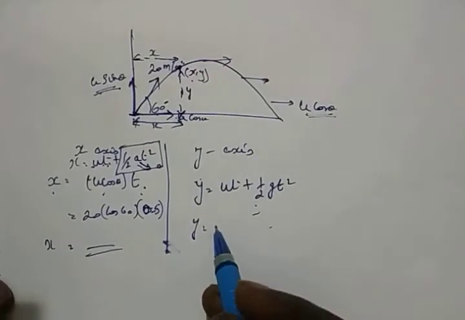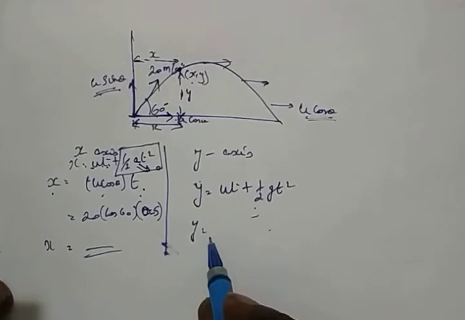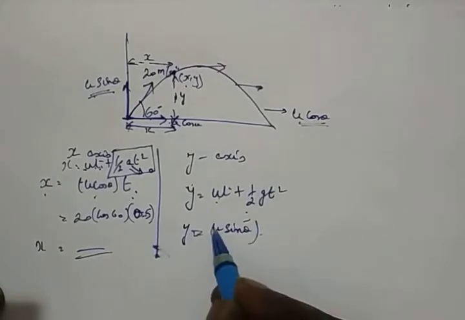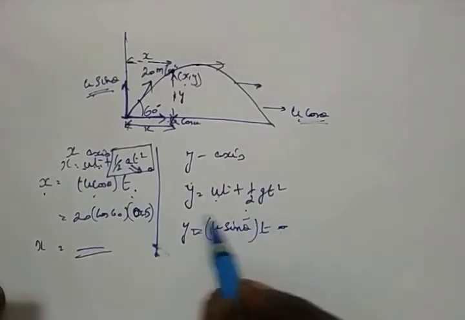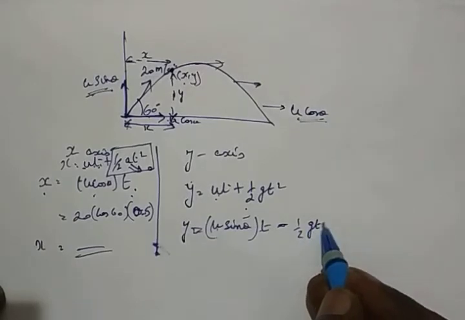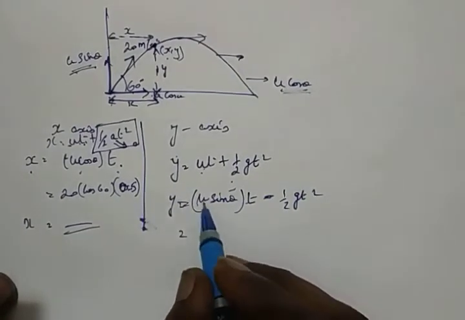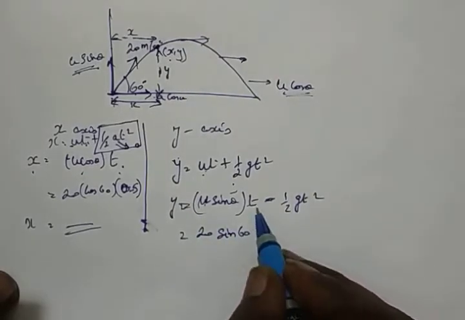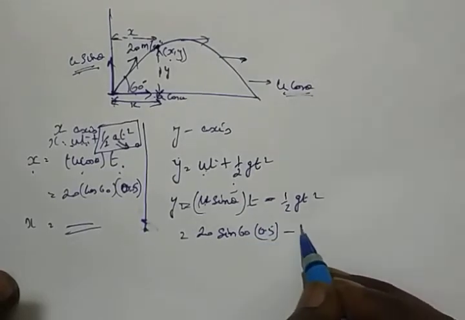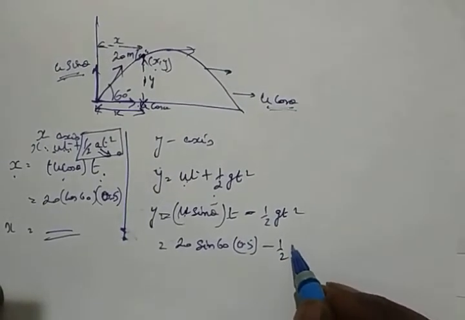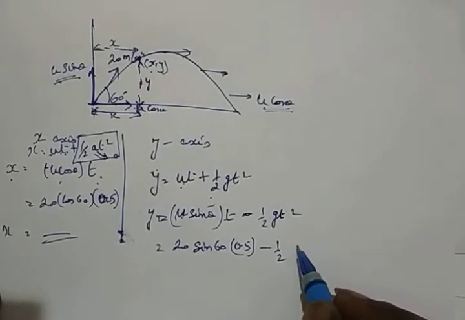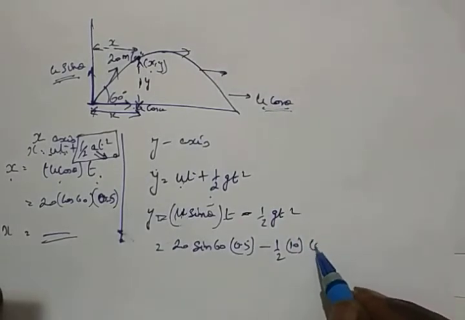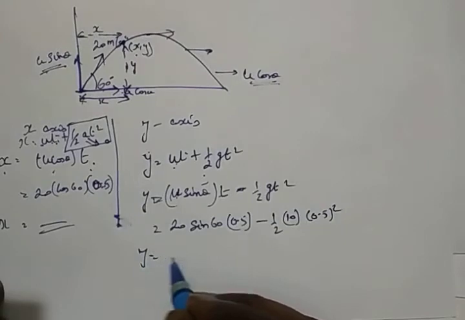So y is equal to, what is y? You need to find out, and u is u sine theta, and t is already given here. Then it is going up, so it is minus half g t square. So all things are given here. u is 20, theta is sine 60, t is 0.5, minus half into g. You can either take 10 or 9.8. If it is not given, you have the liberty of taking 10 also, and then t is 0.5, the whole square. You can find out the value of y.